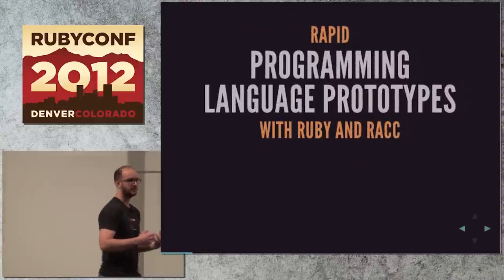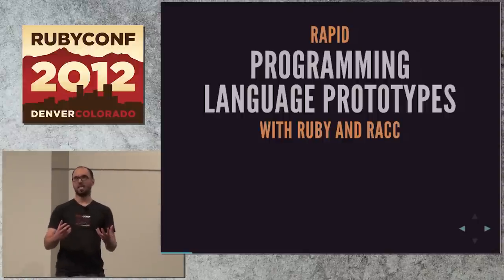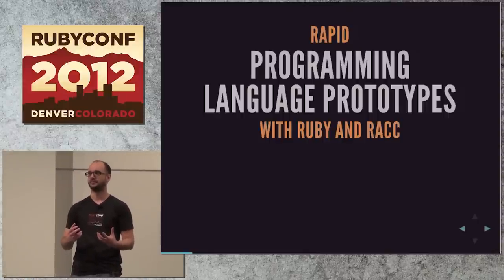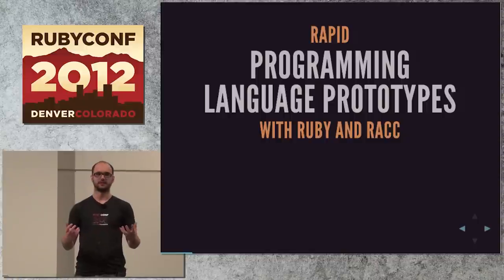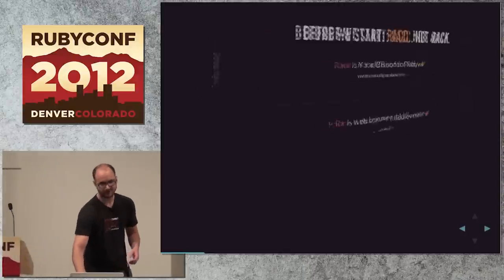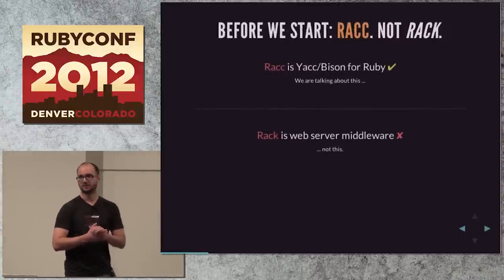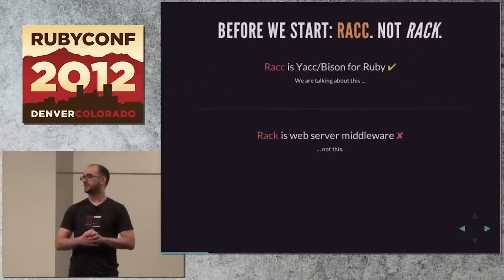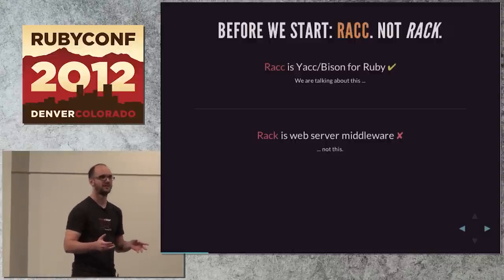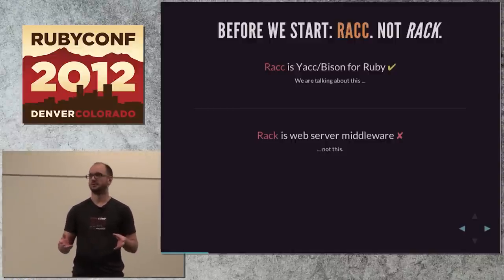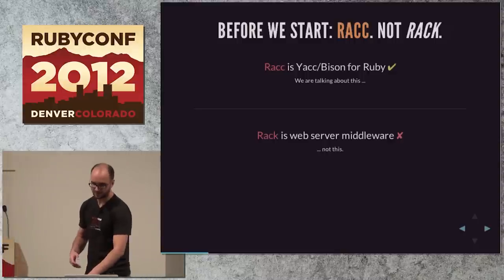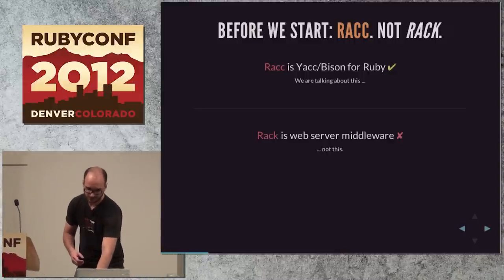I'm here today to talk to you about rapid programming language prototypes using Ruby and RACC, which is essentially compiler construction using Ruby. Before I get started, I just want to make it clear that I'm talking about RACC and not RACC. So RACC with a K is web server middleware. I'm not going to be speaking about Thin or Unicorn or Sinatra or Rails or anything like that. I'm talking about RACC, which is a parser generator for Ruby.